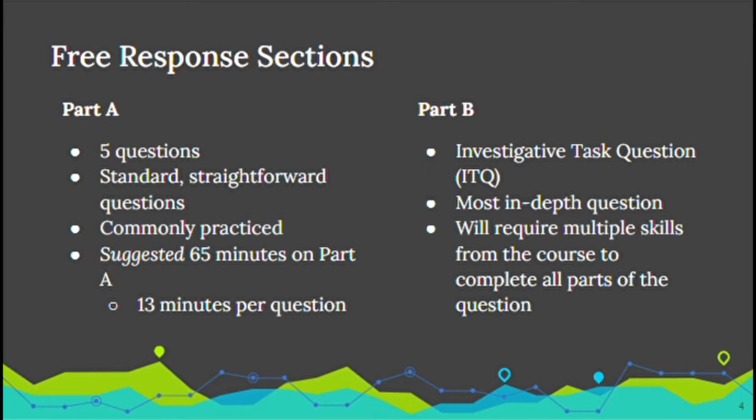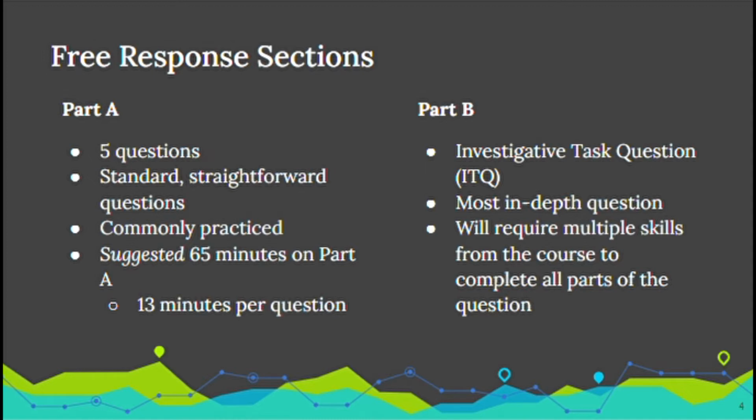It's suggested that you spend 65 minutes on Part A, which is 13 minutes per question. That's suggested. They're going to give you the whole free response. You have an hour and 30 minutes to do all of it. You can divide the time how you want. I would stick to that. I would err on the side of rather safe than sorry. You want to move on. The investigative task question, which is Part B, is worth a lot of points. You don't want to miss that.